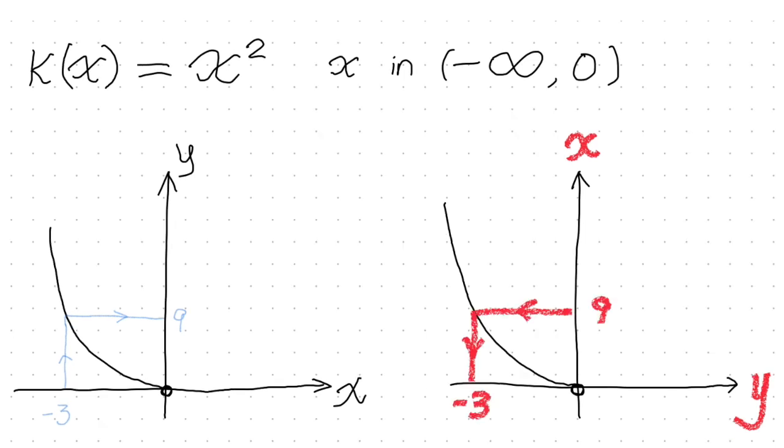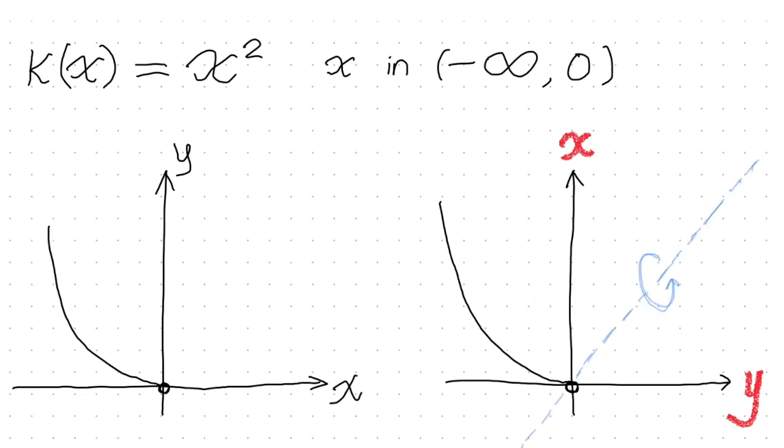Now, if we look at the graph on the right side, we also know how to find the output y from the input x. For example, if the input x equals 9, we can follow the red arrows and trace to the output y equals negative 3. I hope this more or less demonstrates that the graph on the right side is technically the graph of k inverse. But we are not used to x being the vertical axis and y being the horizontal axis.